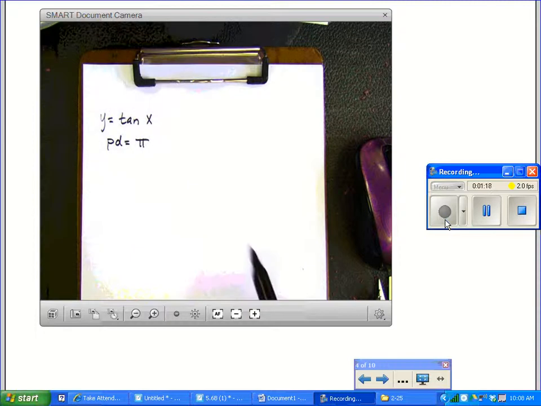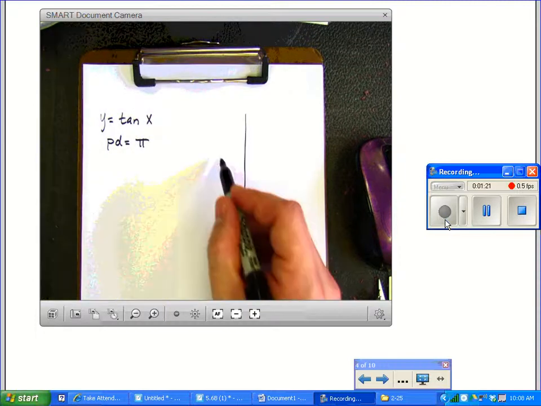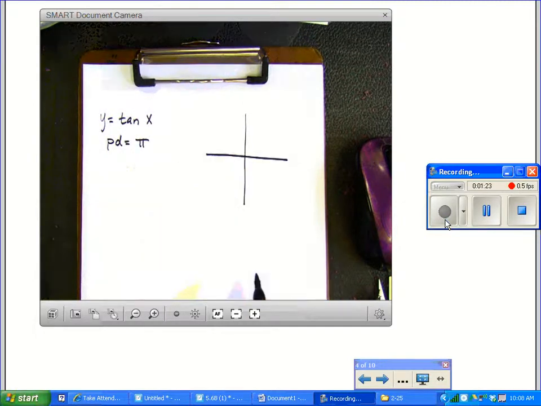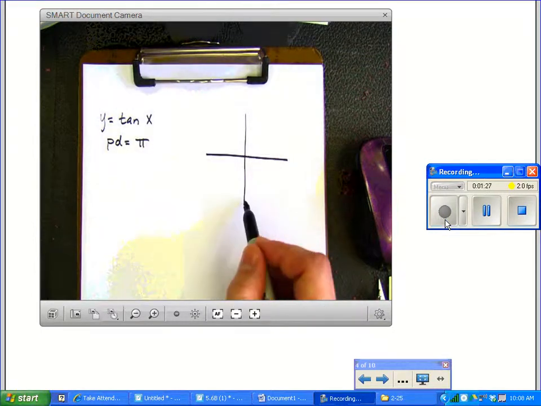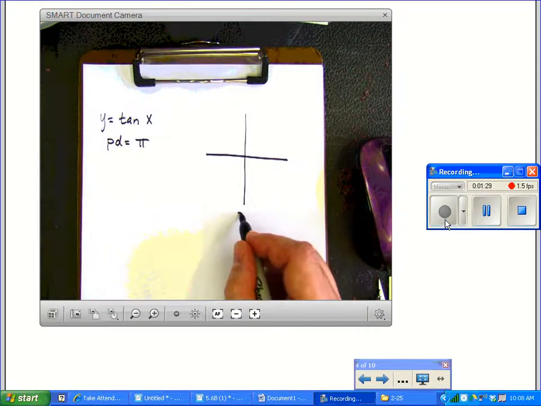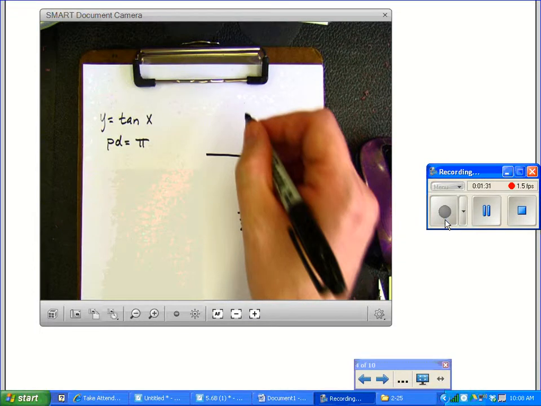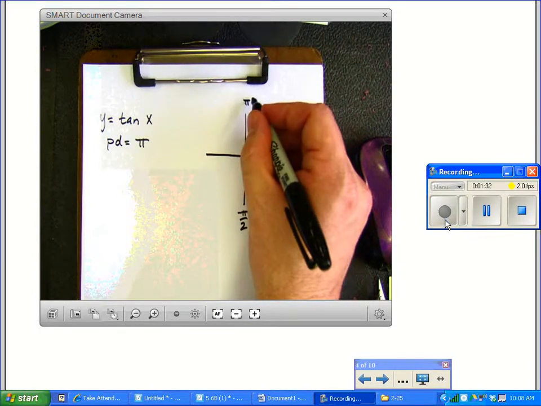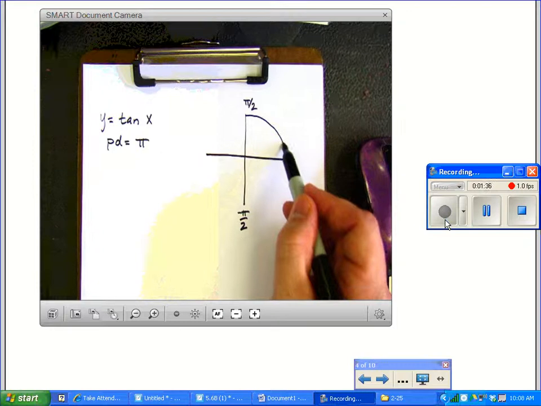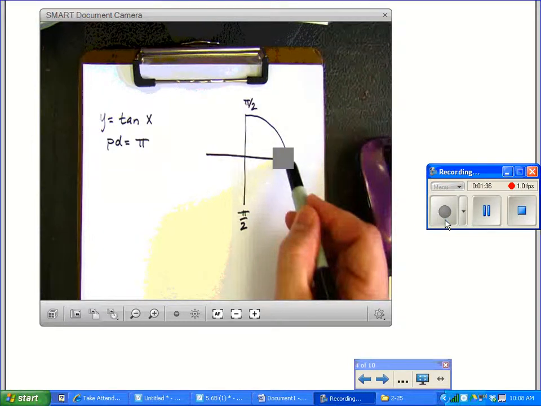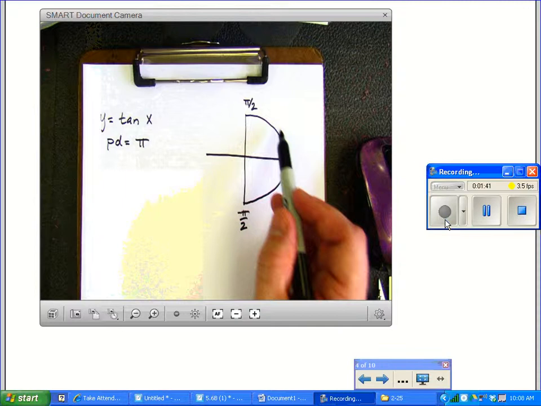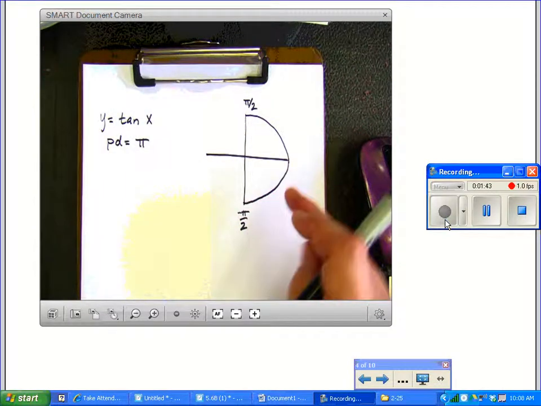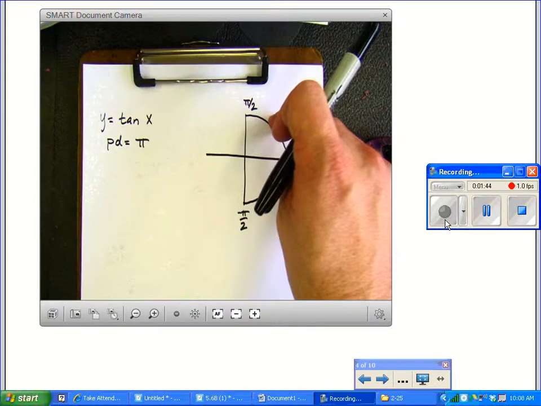Now, I want you to look at your unit circle with me. When we offset it, instead of going from 0 to pi, I'm going to go from negative pi over 2 to positive pi over 2. Think about that. If I went from negative pi over 2 to pi over 2, that would be a distance of pi, wouldn't it? Half a pi and a half a pi make a whole pi.